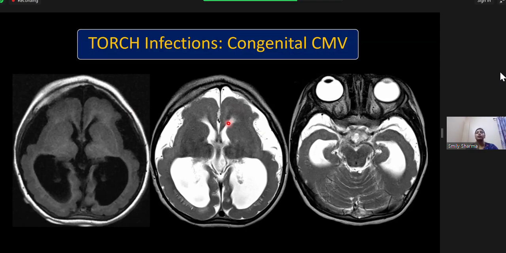And yes, of course, Menkes kinky hair, glutaric aciduria, all these will have prominent subdural collections. Although here what we see are prominent extra-axial spaces rather than subdural collections. In case of subdural collections, Menkes kinky hair and glutaric aciduria type 1. Yes, here we see is the simplified sulcal pattern, which is more commonly encountered with the TORCH infections.